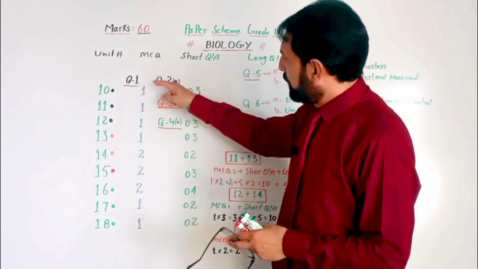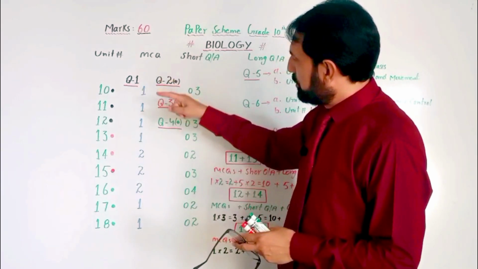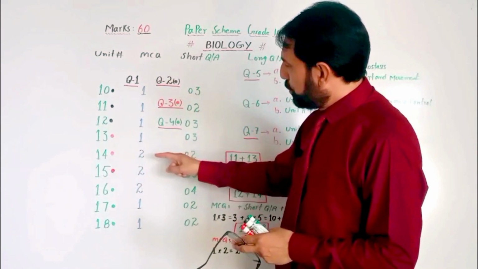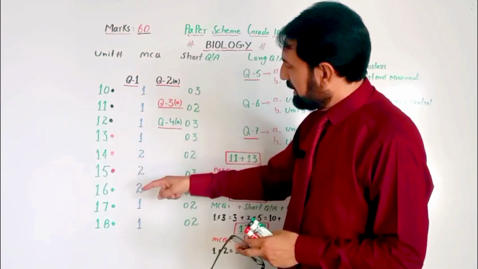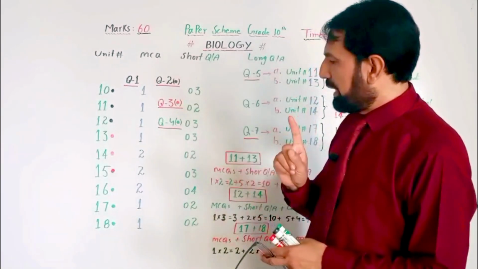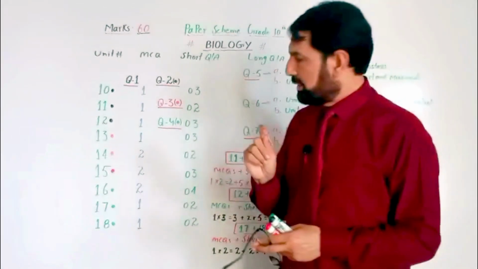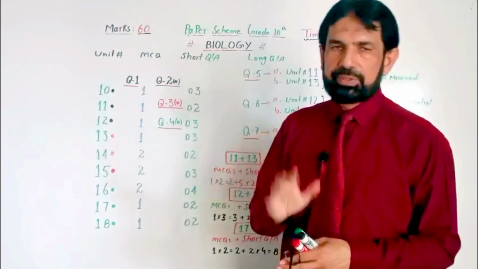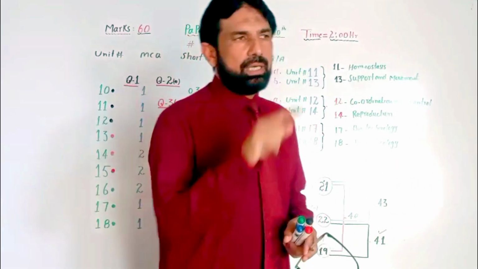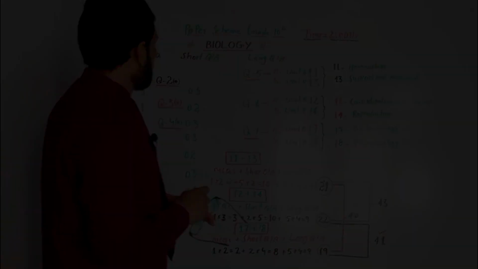From chapter number 10, 11, 12, 13, just one MCQ is picked. From 14, 15 and 16 there will be 2 MCQs from each of these chapters, and 1 MCQ from chapter number 17 and 18. Again, 12 MCQs, 4 options. You have to select the appropriate option and fill the bubble.